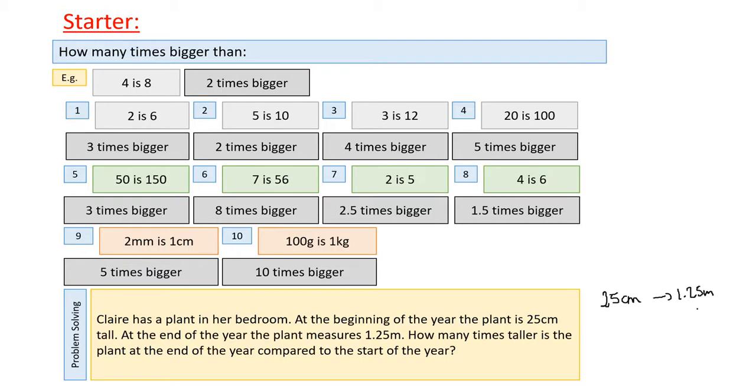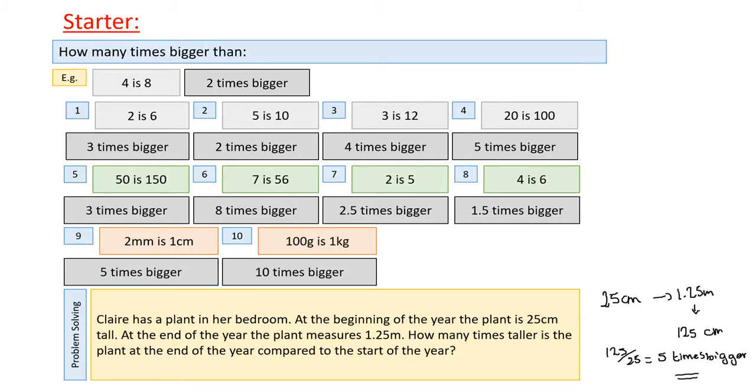So the first thing I'm going to do is convert this into centimeters. There's 100 centimeters in 1 meter, so I have to multiply 1.25 by 100, giving me 125. Then I do 125 divided by 25, and I get an answer of 5. So my plant grew 5 times bigger by the end of the year compared to the start of the year.